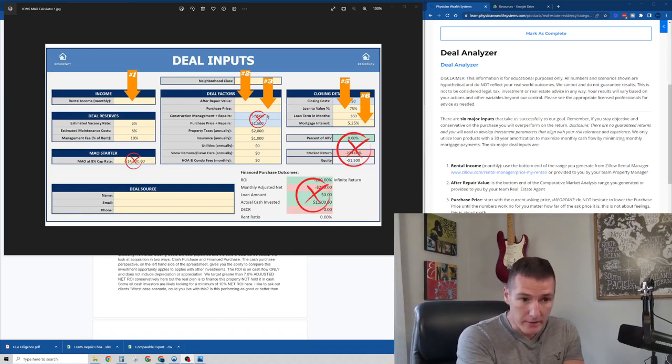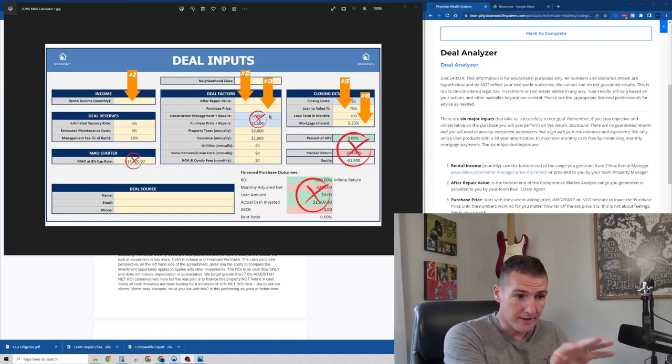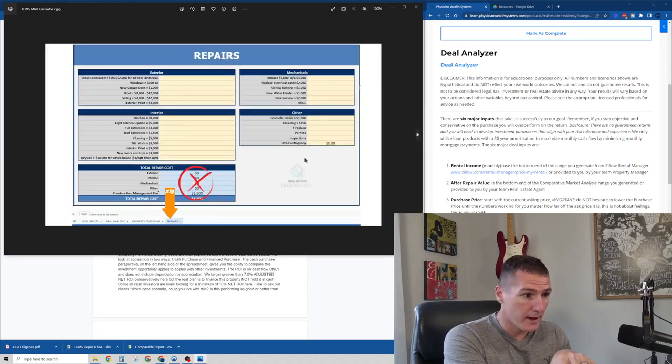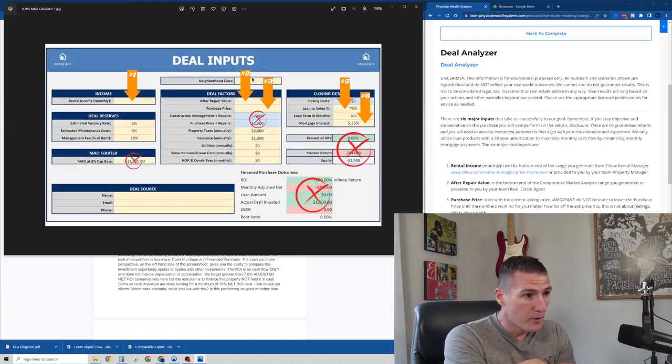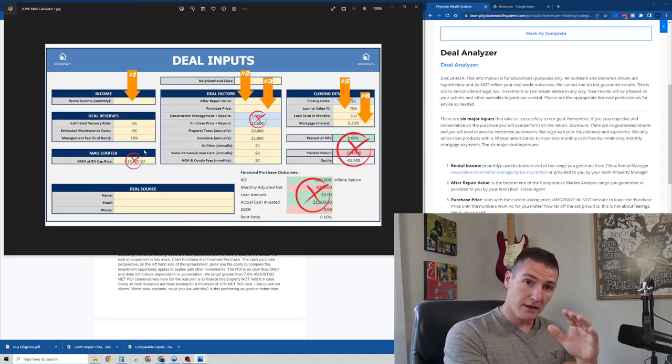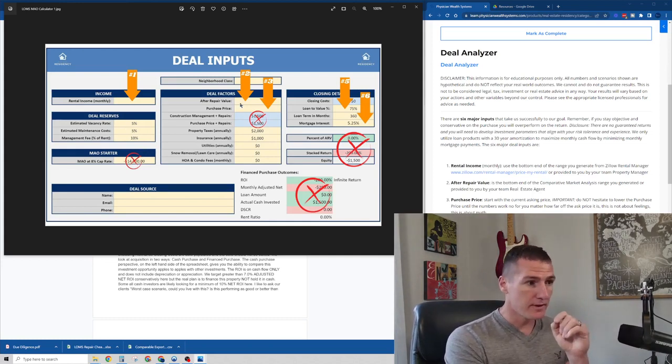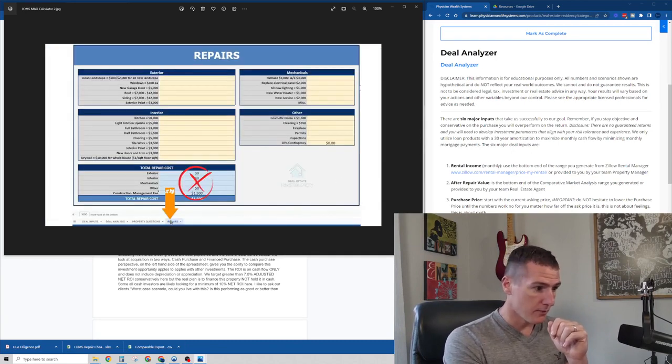Construction management and repairs is on a different tab. If you click on the repairs tab down here, this pops up. One thing to note is that where these arrows are is the only place I'm asking you to put information in. Everything else is not important right now. Until we get through this and make it simple and easy for you, these are the data entry points: 1, 2, 3, and then you click the repairs tab down here and put your information in here.